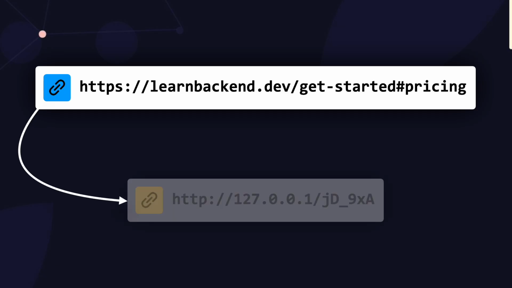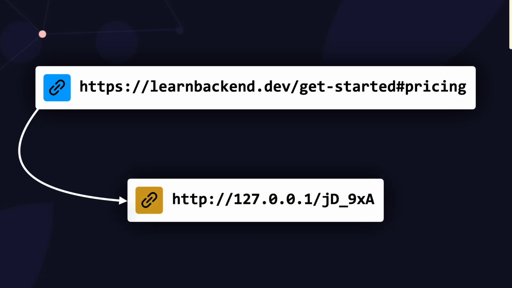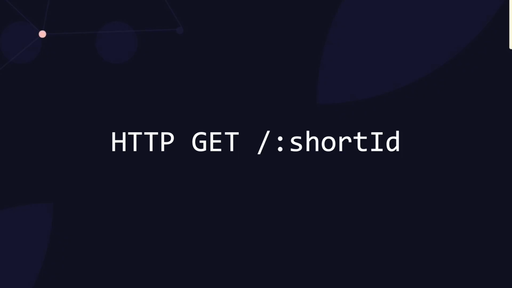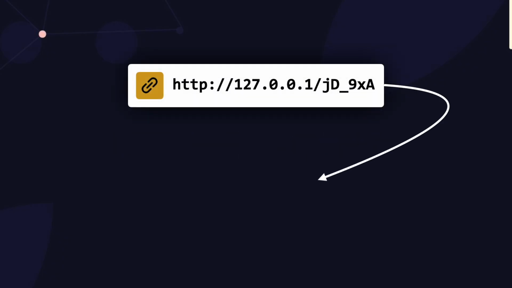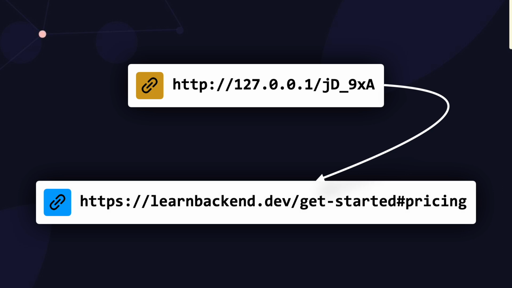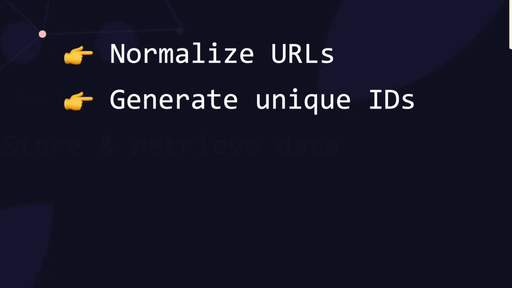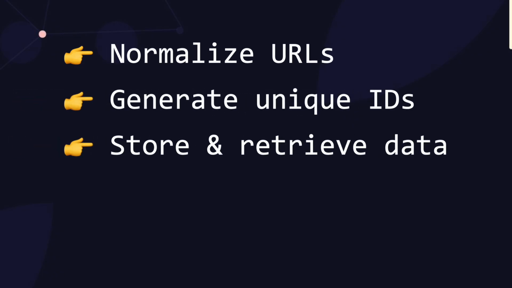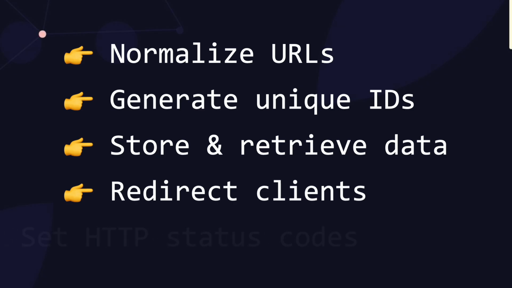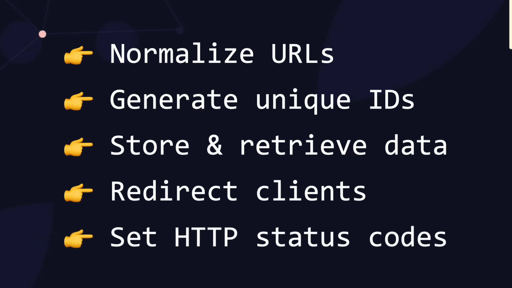Our API will include two endpoints: an HTTP POST /shorten that will store the user-provided URL and respond with a custom link pointing to our server containing a short ID, and an HTTP GET /:shortId that will retrieve the original URL corresponding to the short ID and redirect the client to that URL. By the end of this tutorial, you'll know how to normalize URLs, generate unique IDs, store and retrieve in-memory data, redirect clients, and return appropriate HTTP status codes.